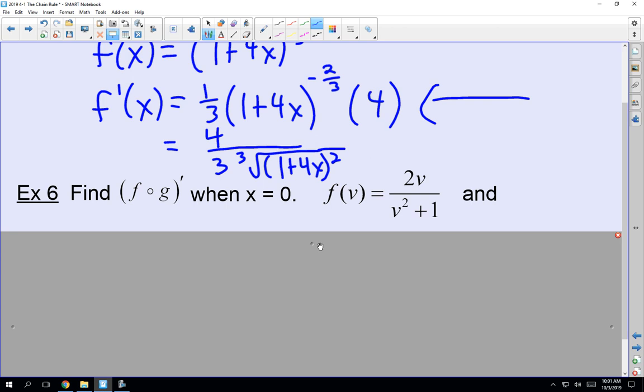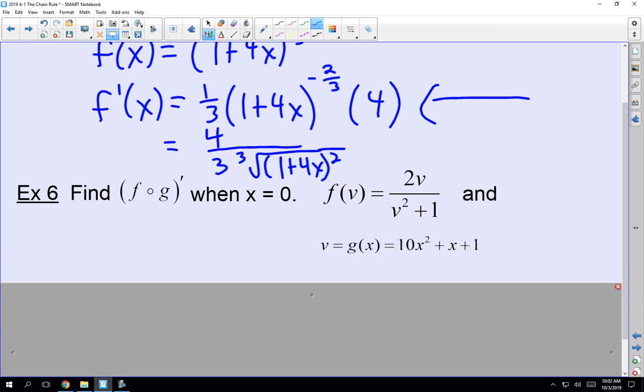So find f composed with g, prime, when x equals 0. We're given f of v equals 2v over v squared plus 1, and v equals g of x, which equals 10x squared plus x plus 1. So go ahead and write that down. I think you'll want to have this example in here because you're going to have one like this in the textbook problems. And we should talk about different ways to approach this because there's more than one way. See what makes sense to you.